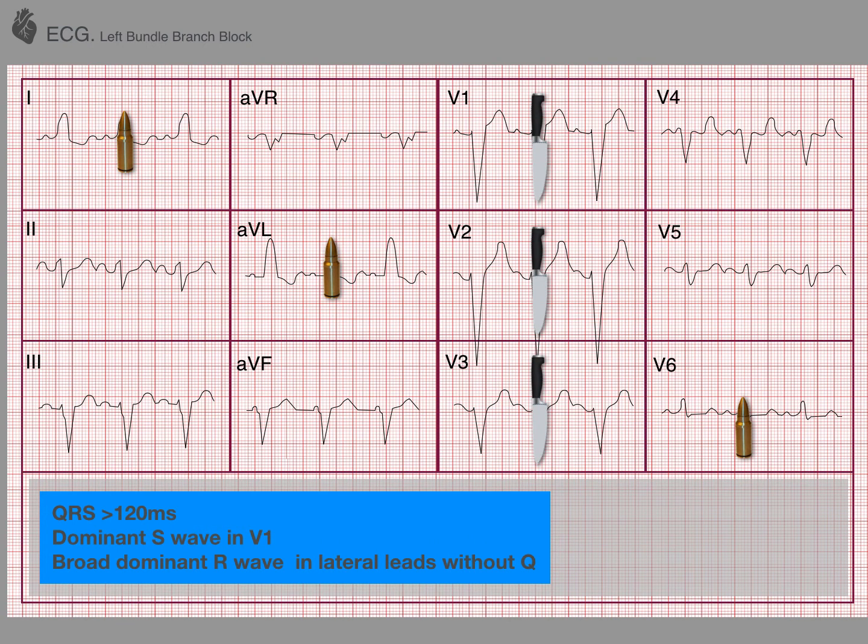Students often like an easy way to remember things. I often find the ones for the left bundle and right bundle more confusing than they are useful. But one thing I would say is that the deep S wave that runs down the anterior leads looks remarkably like a large kitchen knife stabbing down through those leads, and the broad dominant R wave in the lateral leads could be compared to a bullet.